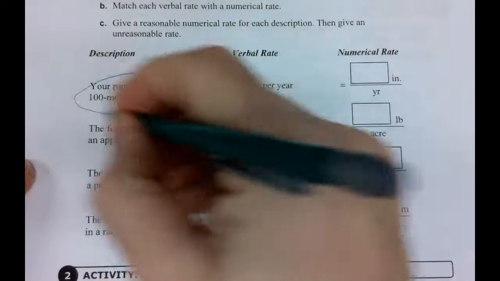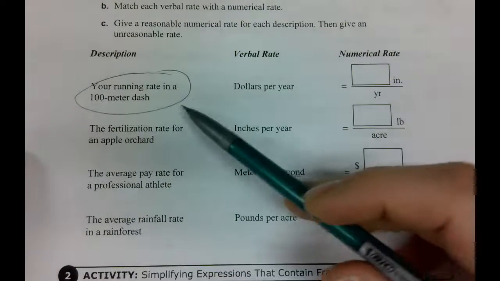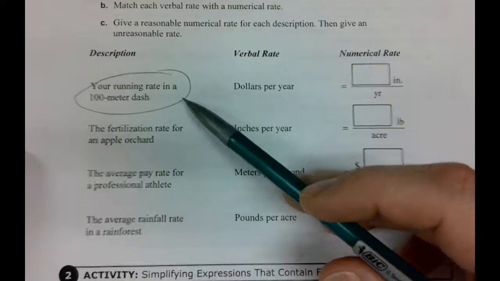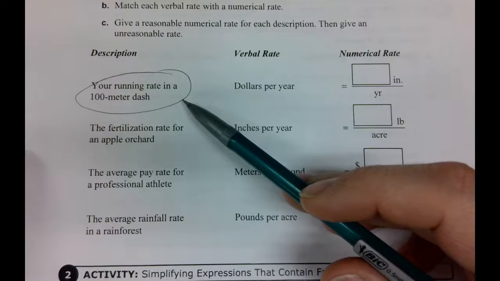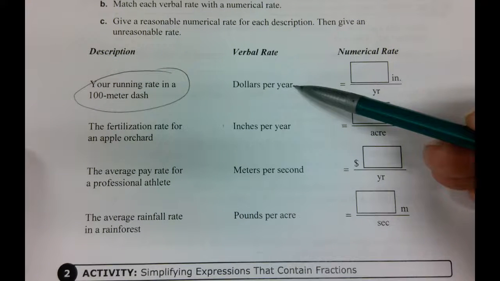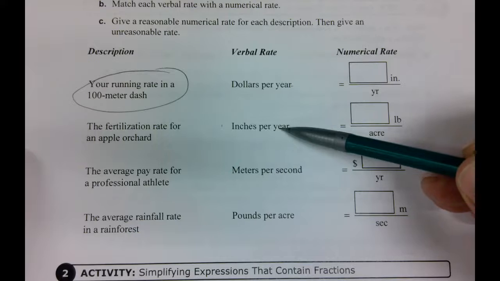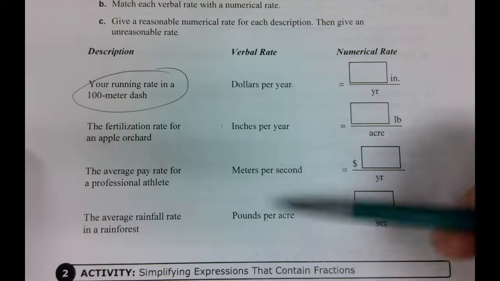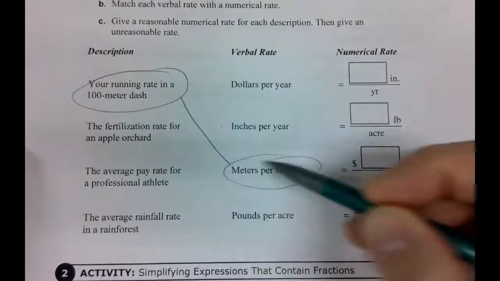Please circle up your running rate in a 100-meter dash. Now, match that with the verbal rate. Would you describe your running rate? Would the label for your running rate be in dollars per year? Would you say how fast you run on the track is in inches per year, meters per second, or pounds per acre? Yep. Circle up meters per second with me.